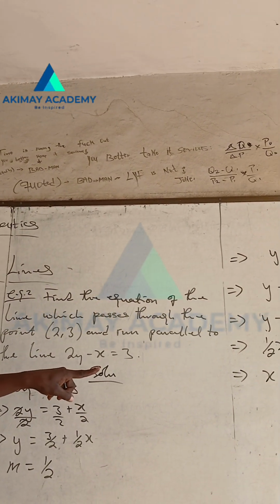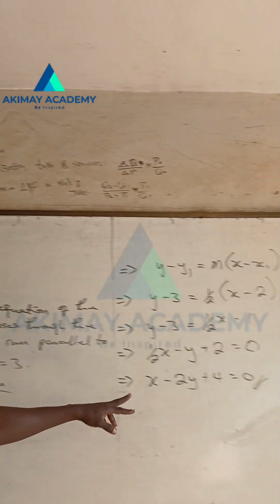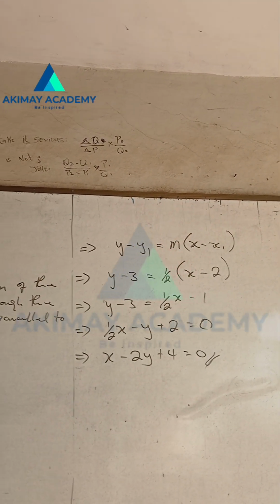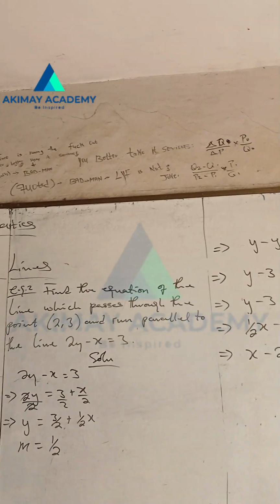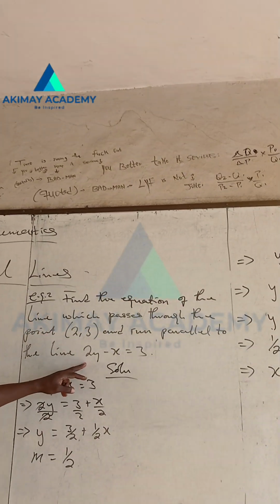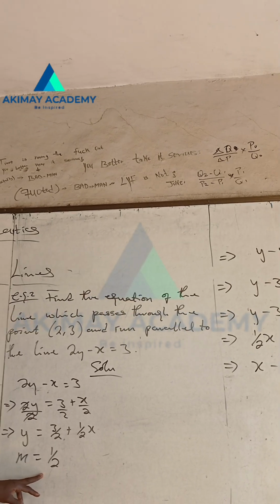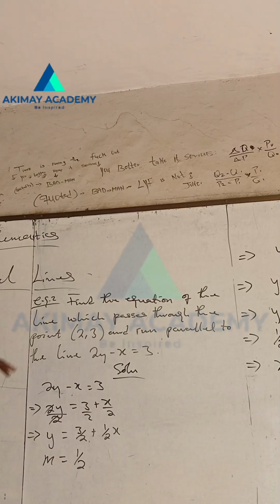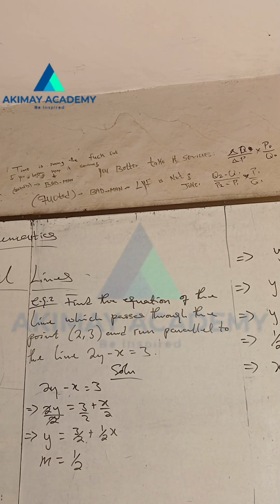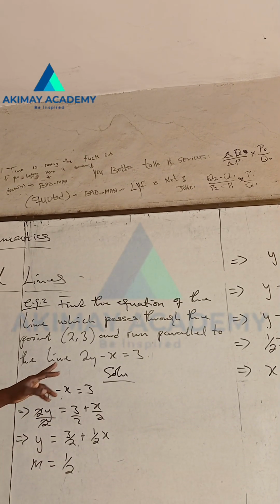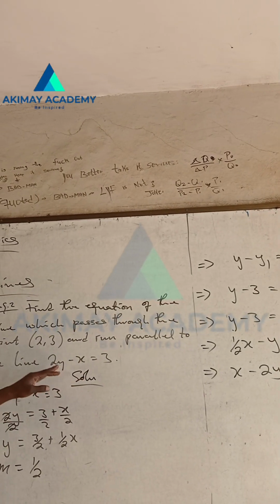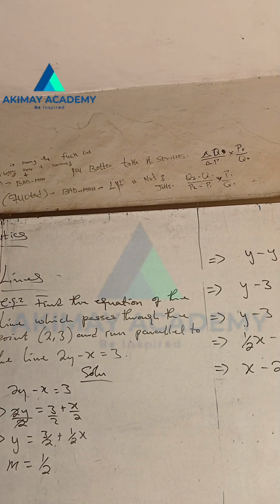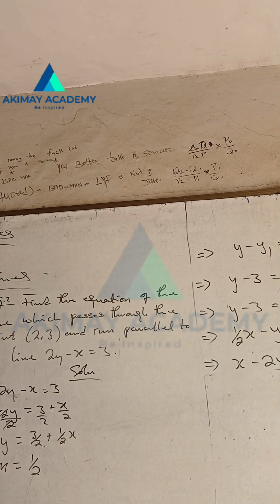So here, if you make y the subject, the one we find, if you make y the subject over here, the gradient that we are going to get will be the same as making y the subject over here, which is half. Okay, and this is basically what this particular question means. So find the equation of the line which passes through the point 2, 3, and runs parallel to the line 2y minus x equals 3. So this line and the line that we have found are parallel, and their gradients are the same. And I hope this is clear.